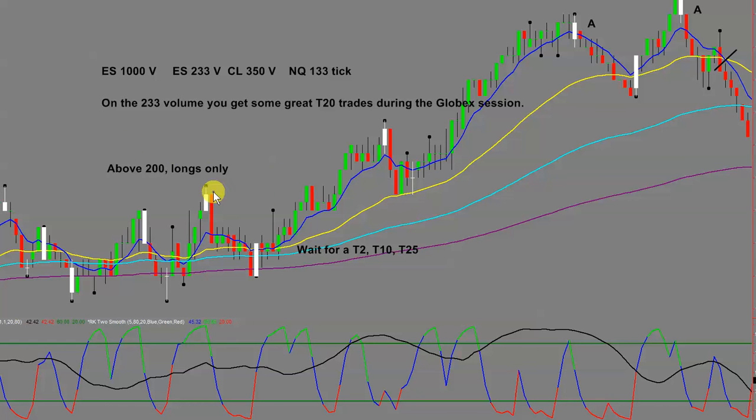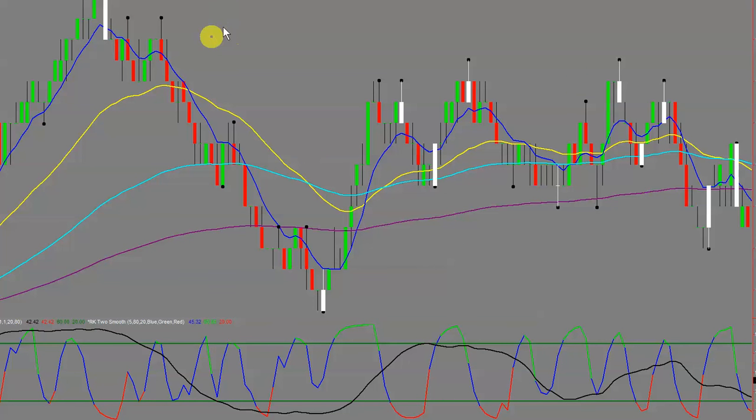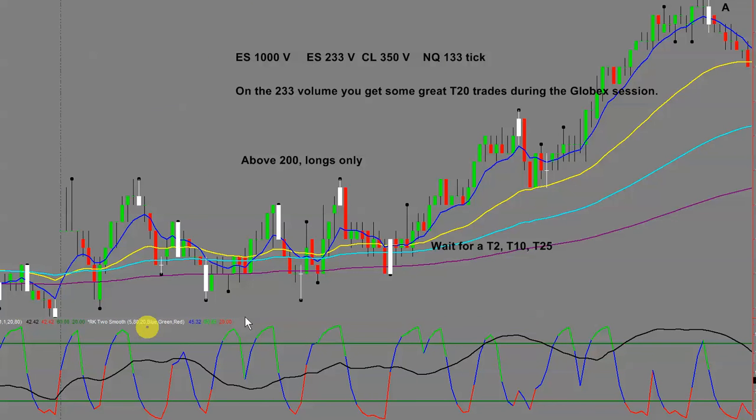Now a point I want to bring up on this one, which came up in an email. Let me just get this back. What would I do here? So the market's reopened. Remember, when you're above the 200 and your 89's above the 200, you're looking for longs. However, this can also be very dicey because it's almost choppy. You've got a really tight trading range here. So wait for a T2, a T10, or a T25.